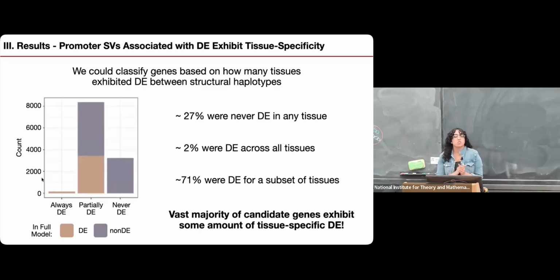27% of our candidate genes were never differentially expressed in any tissue. And only 2% of our candidate genes exhibited differential expression across all 10 tissues. In fact, the vast majority of our candidate genes exhibited some amount of tissue-specific differential expression.